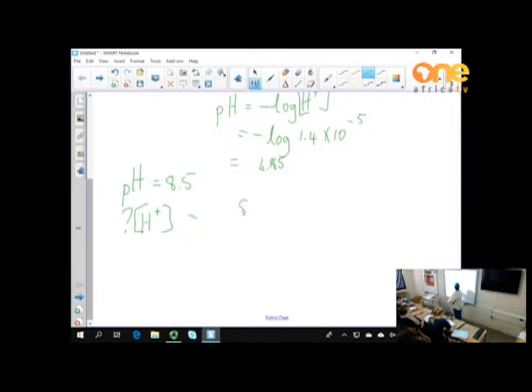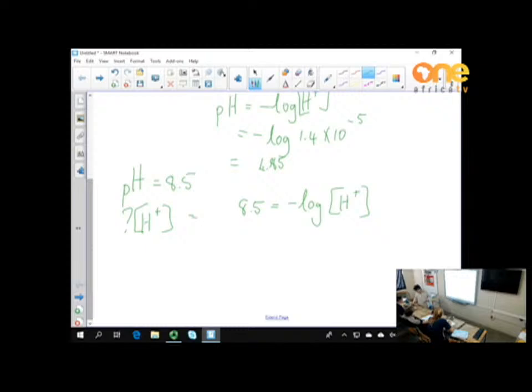So we have 8.5 is equal to minus the log of the hydrogen ion concentration. So you need to take the anti-log, I don't know what you call it nowadays, second function log of 8.5. It says determine the hydrogen ion concentration if the pH is 8.5. The hydrogen ion concentration equals 10 to the power.